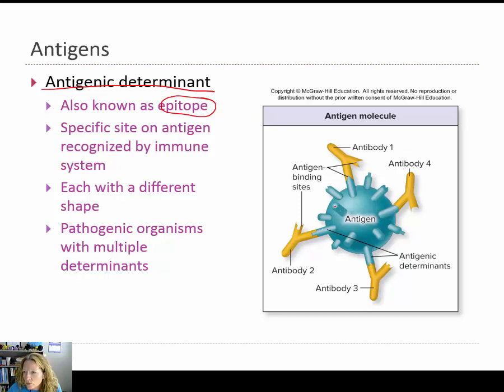Look, this one's shaped different, this one's shaped different, this one's shaped different. So these are going to be really specific sites on an antigen that some component of the immune system is going to recognize. So here's an antibody going in and recognizing this specific antigenic determinant. This specific antibody is going in and recognizing this one. So it's interesting because pathogens can have multiple determinants.